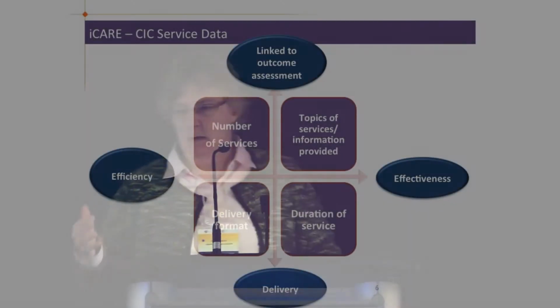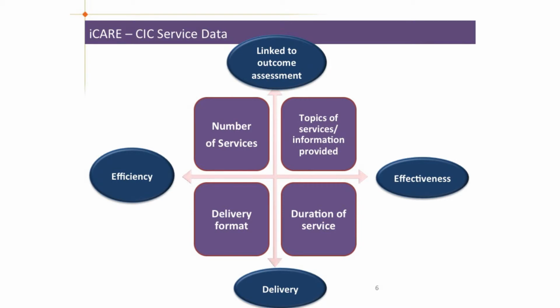If we combine clients with where they live, again, there's a reach question, and there's also a question of efficiency. Are we providing services in the best locations at the right time? If we look at the service data, we'll be able to look at services combined with information about those services and link it to the outcome survey. We'll be able to look at how effective are services by looking at the type provided and how long people are in a program, okay?